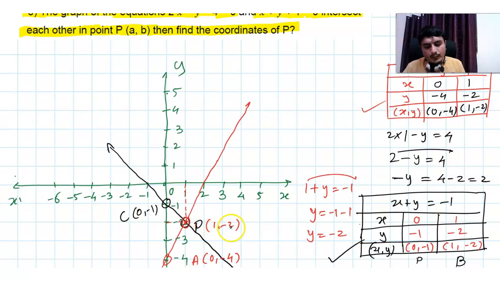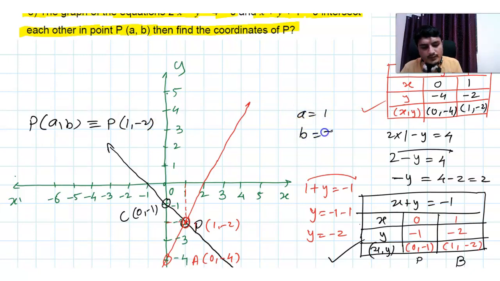Okay, so let P be the point of intersection. We are having (a, b) as per the given, and now we are getting the point of intersection as (1, -2). So the value of a becomes 1 and b becomes -2 here. So the coordinates of point P, the point of intersection of both lines, keep in mind, are (1, -2) as per the graphical representation.